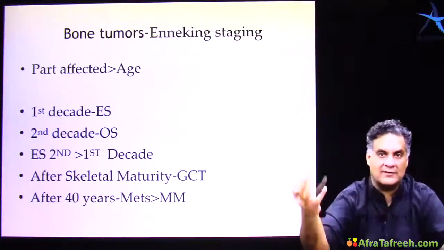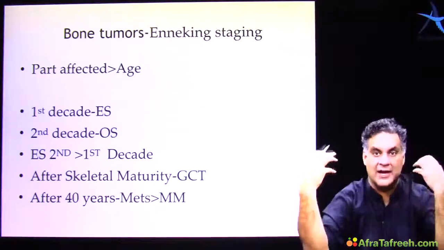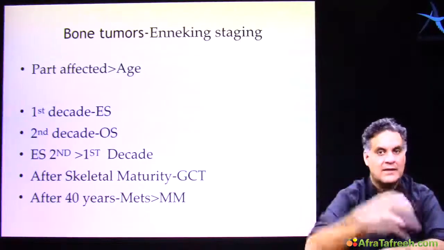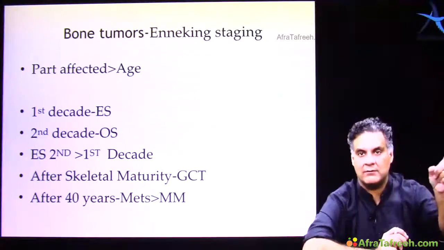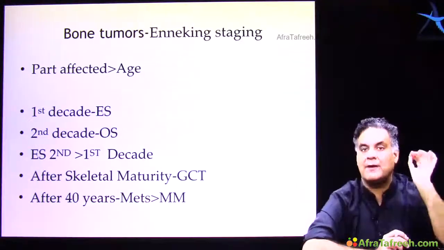Then coming to after skeletal maturity, which is 20 to 40 years, you have giant cell tumor going right in the joint. And after 40 years, 2 tumors, which are the commonest tumors in the bone. Metastasis, number 1 bone tumor. Multiple myeloma, number 1 primary bone tumor.